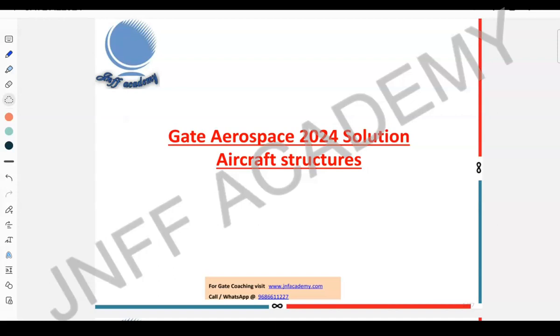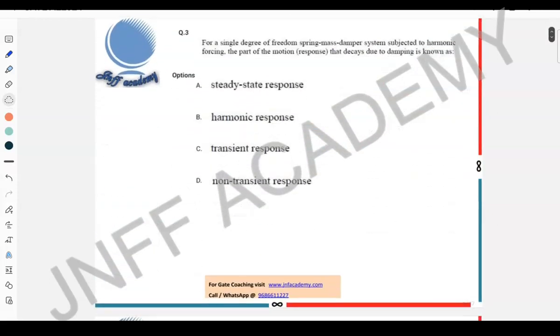In this video, we are going to solve GATE 2024 solutions which are related to aircraft structures and vibrations. Let us start with the first question. Actually, this problem is from vibration. For a single degree of freedom, spring mass damper system subjected to harmonic forcing, the part of motion that decays due to damping is known as what?